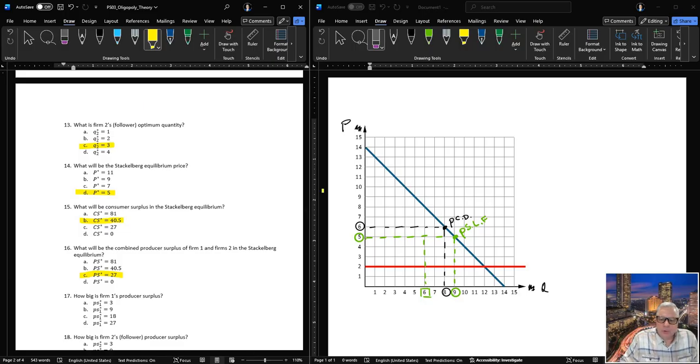How big is firm 1's producer surplus? So firm 1 gets more. This is firm 1, which is 6 times 3, so that's 18. And firm 2 would be this area here. So that is 3 times 3, so that's only 9.